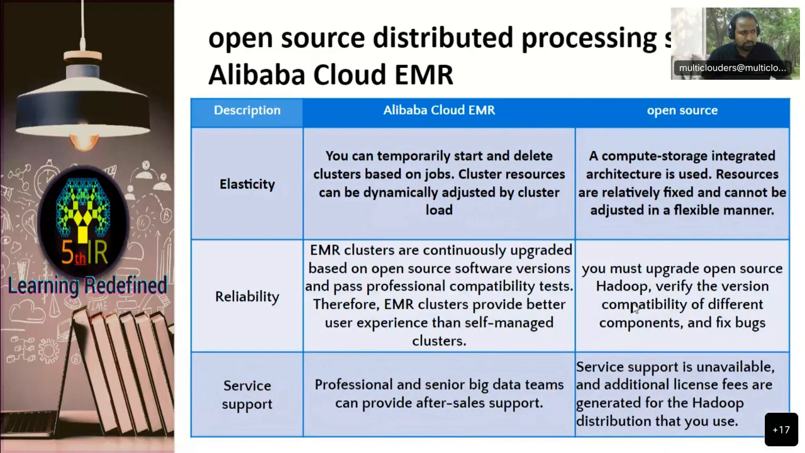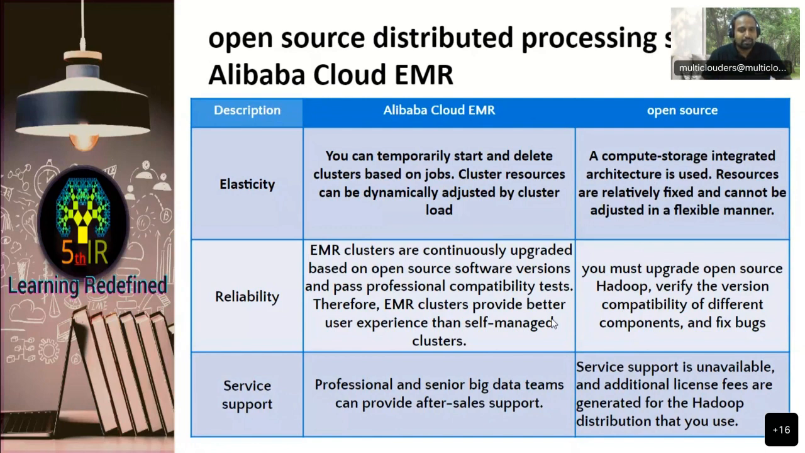Now moving to elasticity. This is an important feature you have to know. You can start a temporary cluster, and you can delete the cluster as soon as the job is completed. But in case of open source distributed processing, you cannot do that. It is not possible, since fixed allocation of resources is done. Then reliability: it is more reliable in Alibaba Cloud Elastic MapReduce.